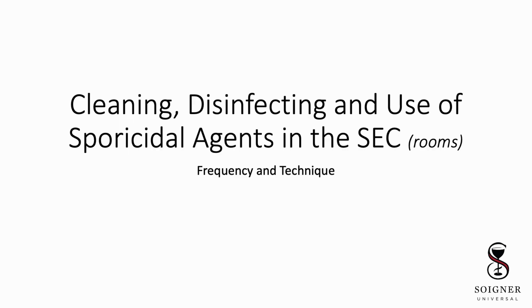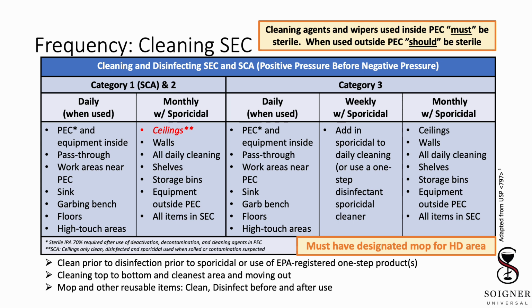Now that we understand the technique and frequency to clean PECs, we will review the technique and frequency for cleaning secondary engineering controls, or SECs. SECs are the rooms of your compounding area, the anteroom, buffer room, or segregated compounding area. For Category 1, the segregated compounding area, and Category 2 compounding, daily cleaning will be performed on days when compounding occurs and will include the PEC, the equipment inside the PEC, pass-throughs, work areas around the PEC, the sink, garbing bench, and floors. Also to be included in daily cleaning is any other high-touched area.